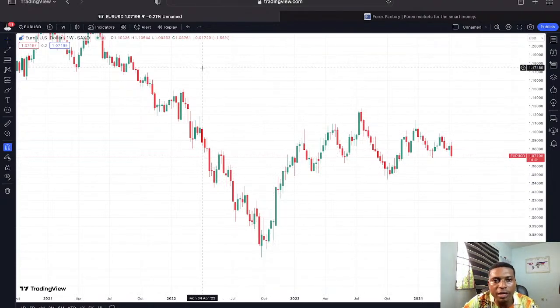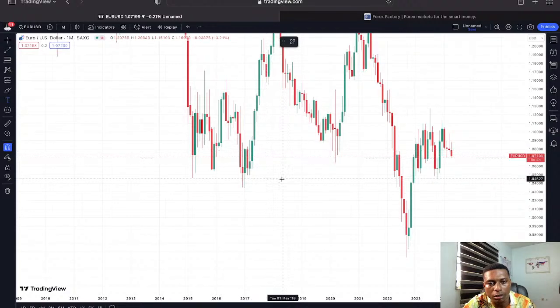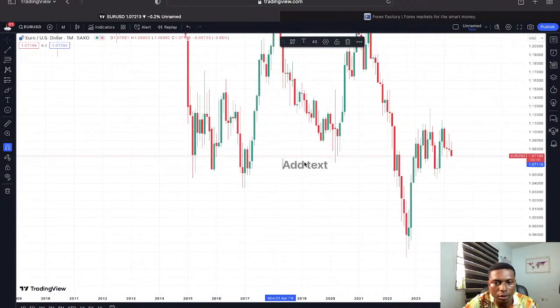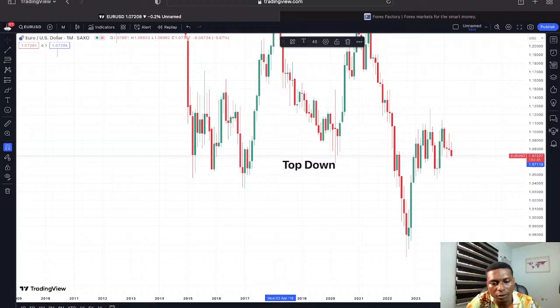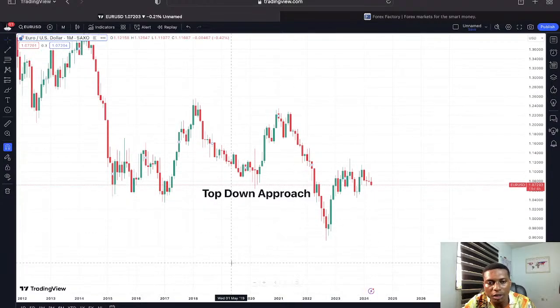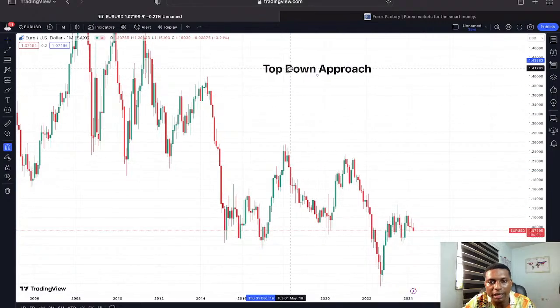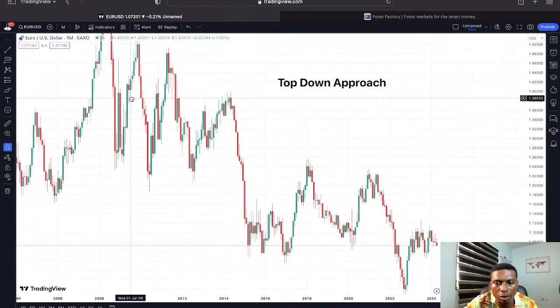Okay, so here now we'll be carrying on an approach that I call the top down approach. This top down approach is where we look at the chart from the highest time frame to the lowest time frame.